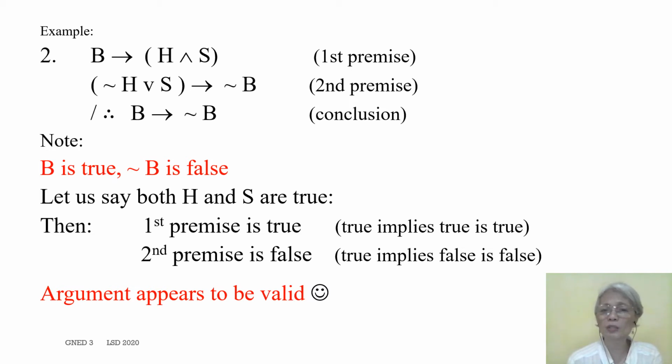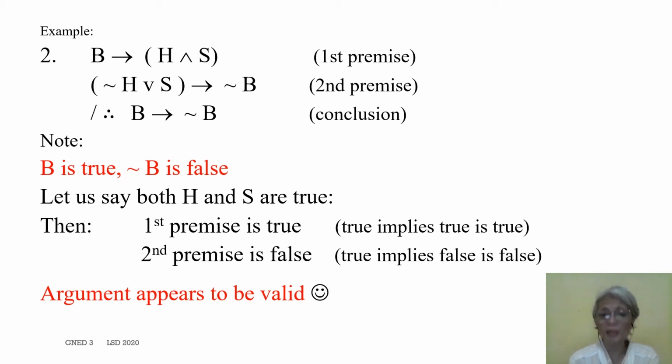Therefore, this conjunction is true, and true implies true is true. So the first premise is true. Since H is true, not H is false. But S is also true. Therefore, this disjunction is true. Our not B is false. Therefore, we have true implies false. And therefore, the second premise has a false truth value. Therefore, we are able to find a false premise. Therefore, the argument appears to be valid.